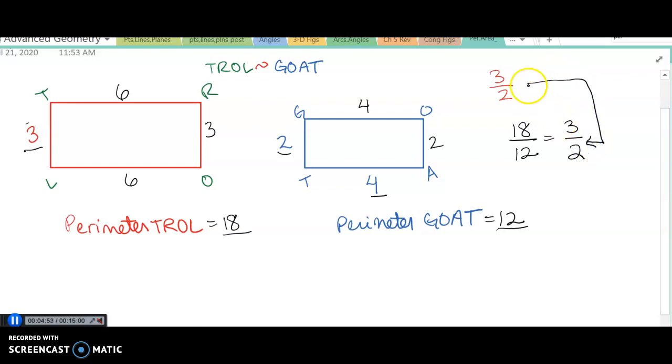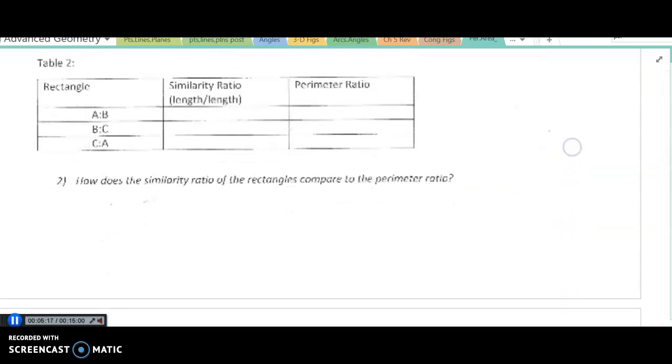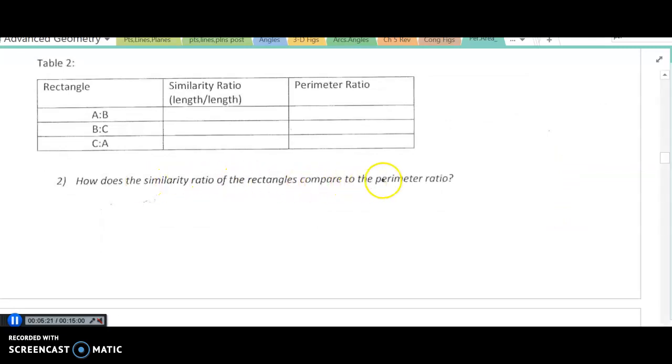Interesting situation here. What we see is that the ratio of the perimeters reduces to the same ratio as the original side-to-side ratio. And so that is our first theorem for today. So back to the note packet. Again, we're going to skip over this little investigation, or at least the first half of it. So how does the similarity ratio of the rectangles themselves compare to the perimeter ratio?